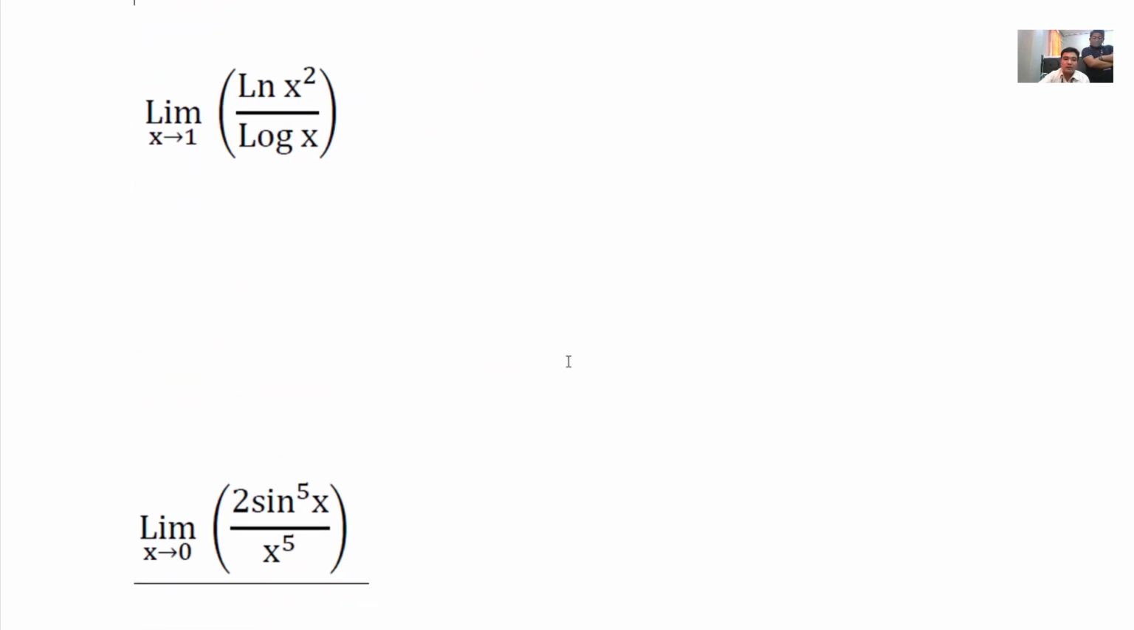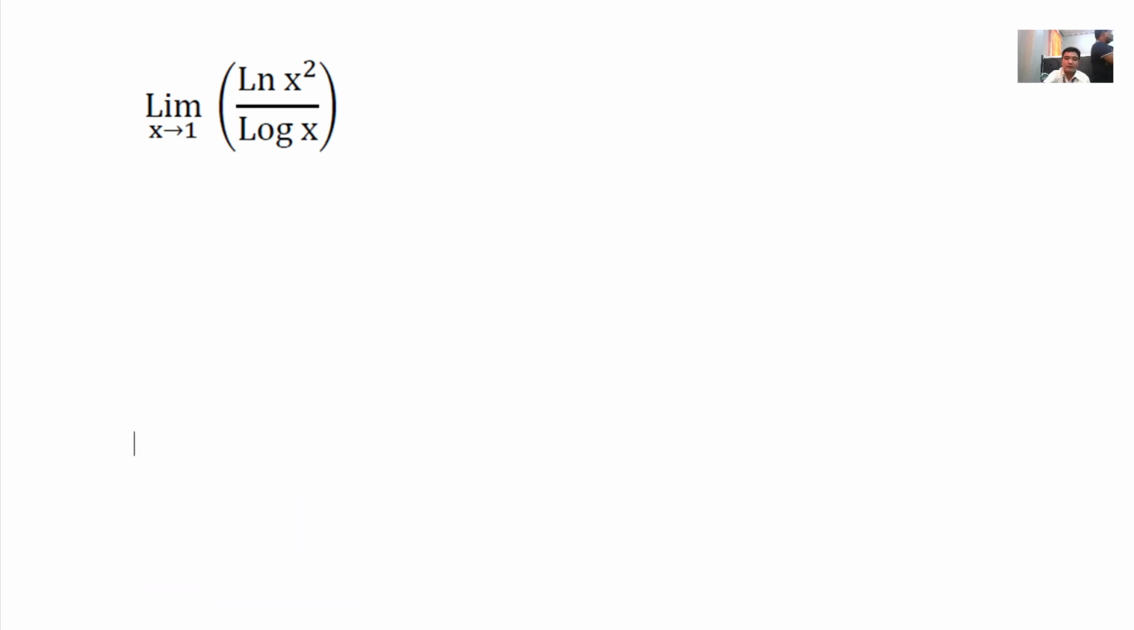Okay, how about this one? So the limit of the natural logarithm of x squared all over the log of x. So parang same to. By the way, ang ln of a raised to b is equal to b ln of a. So sa exponent, gagawin mo lang siyang multiplier. So yung ln of x squared mo dyan is equal to 2 ln of x.